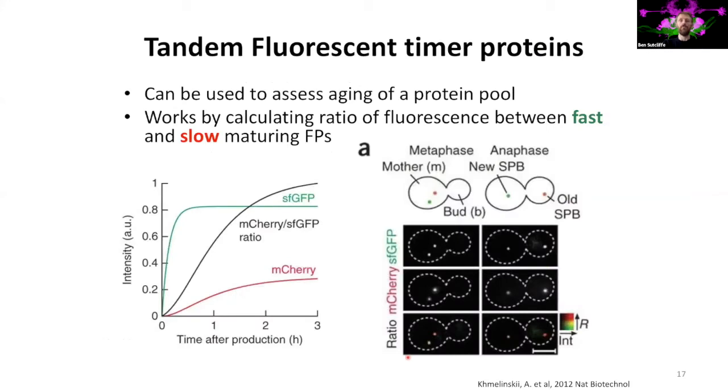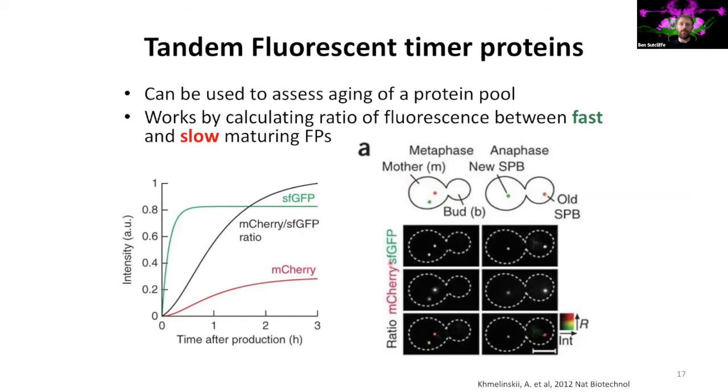You can also use proteins to track the age of a protein pool. So there's this Tandem Fluorescent Timer protein. So you've got 2 different proteins, one that's slow maturing and one that's fast maturing, and you can look at the ratio between the 2 to work out the age of a protein pool.